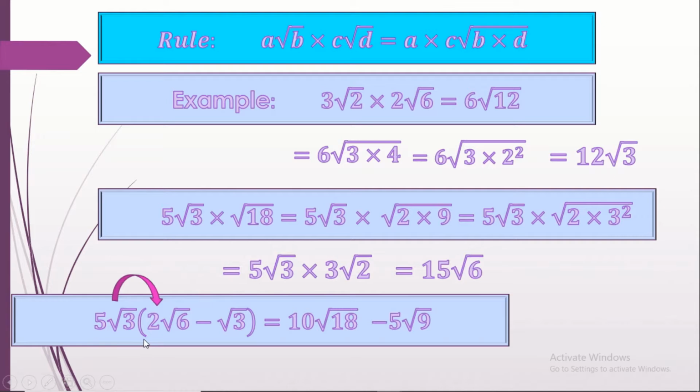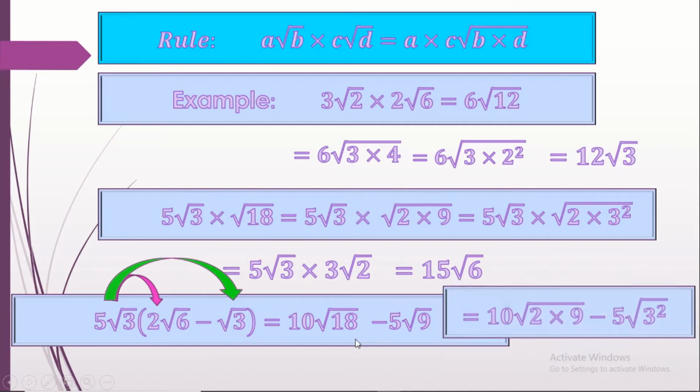If you note, 5 times 2 is 10. Radical 3 times radical 6, it's radical 18. Now we should multiply 5 radical 3 by radical 3. 5 we can write it the same. There's nothing here as if it's 1. 1 times 5 is 5. Now radical 3 times radical 3 is radical 9, which is 3 squared. Also 18 we can simplify it. It's 2 times 9, which is 3 squared.